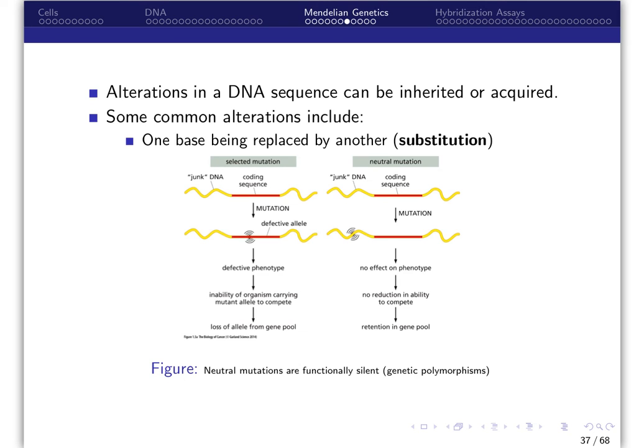Some common alterations include substitution, where one base is replaced by another. This could lead to either a missense mutation or a synonymous mutation, as pictured here. On the left, there is a missense mutation which leads to an altered protein product, hence a defective phenotype. On the right, there is a synonymous mutation, hence there is no change in the amino acid in the protein sequence. Therefore, there is no effect on the phenotype.